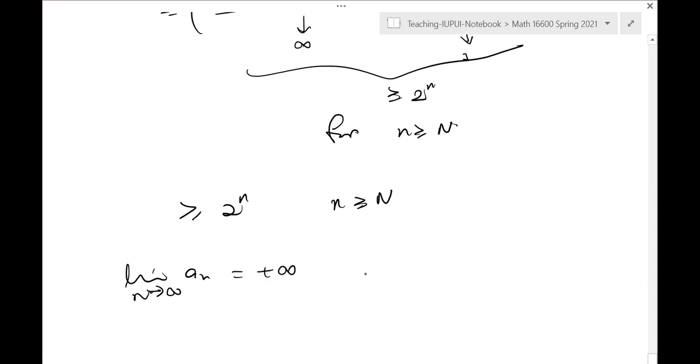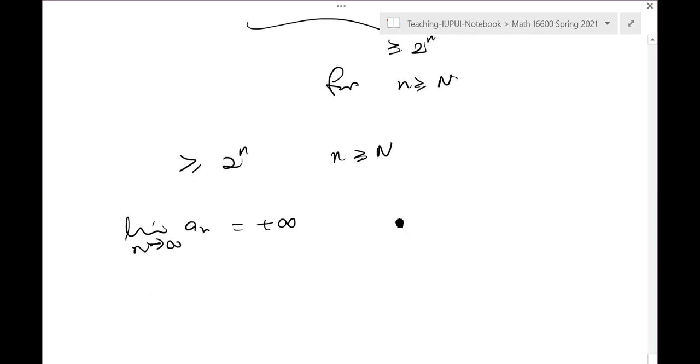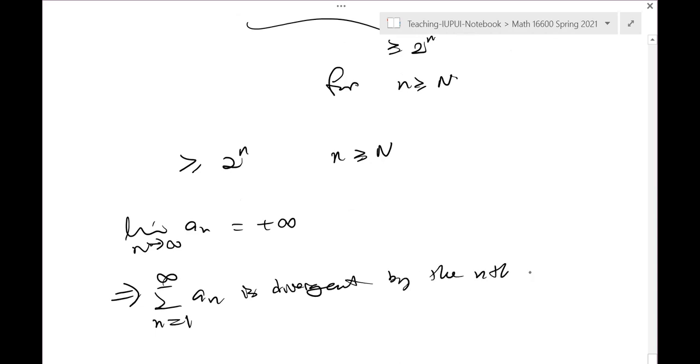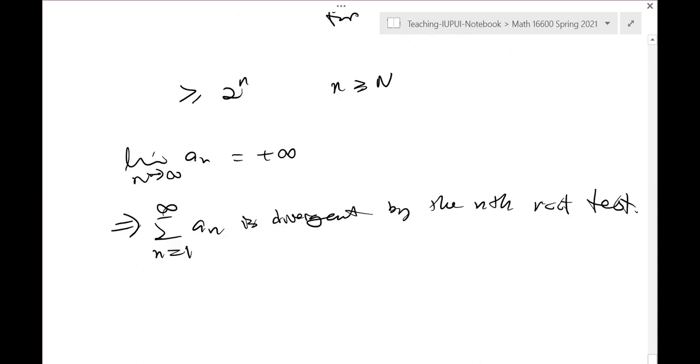So this is infinity, therefore the series is divergent by the nth root test. Right? Those are the two methods to think about.